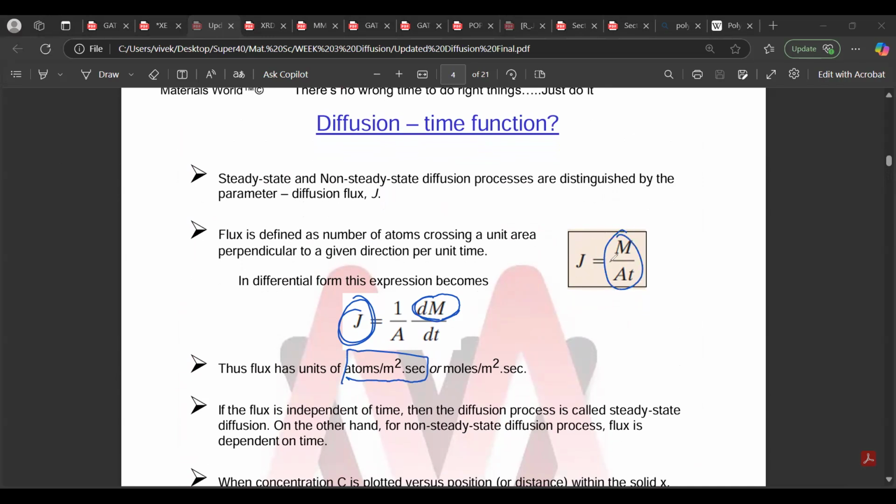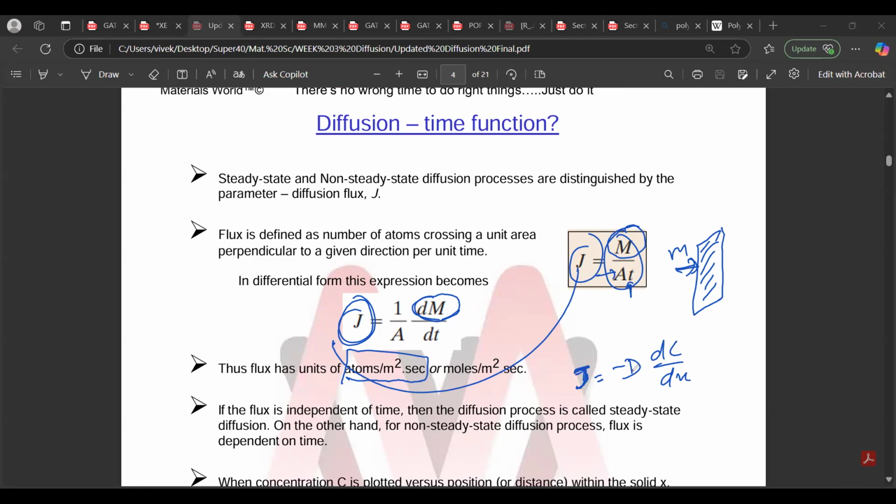So my flux is how much amount is diffused across a certain area per unit time. Per unit area per unit time is my flux. That flux or diffusion rate is decided by Fick's first law: J equals minus D dC by dx. That is how J can be decided.